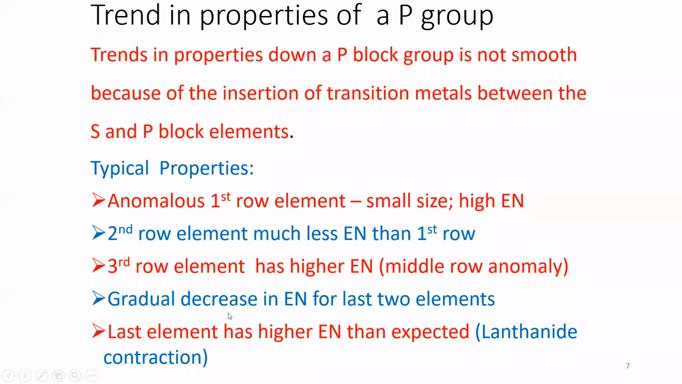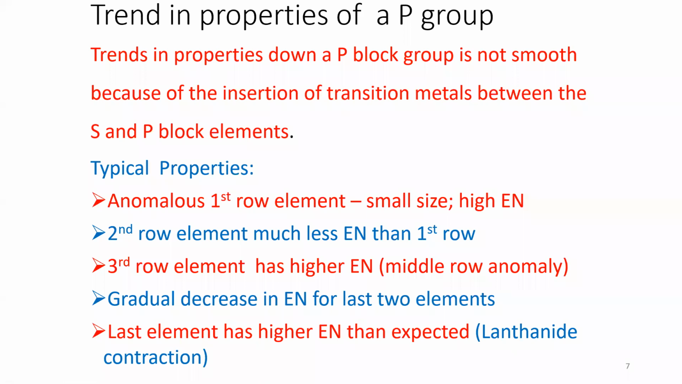So there's a gradual decrease in electronegativity for the last two elements. And the last element has higher electronegativity than expected. Why? Because of the lanthanide contraction. The lanthanides actually have increased nuclear charge, no screening, so the electronegativity is usually high.